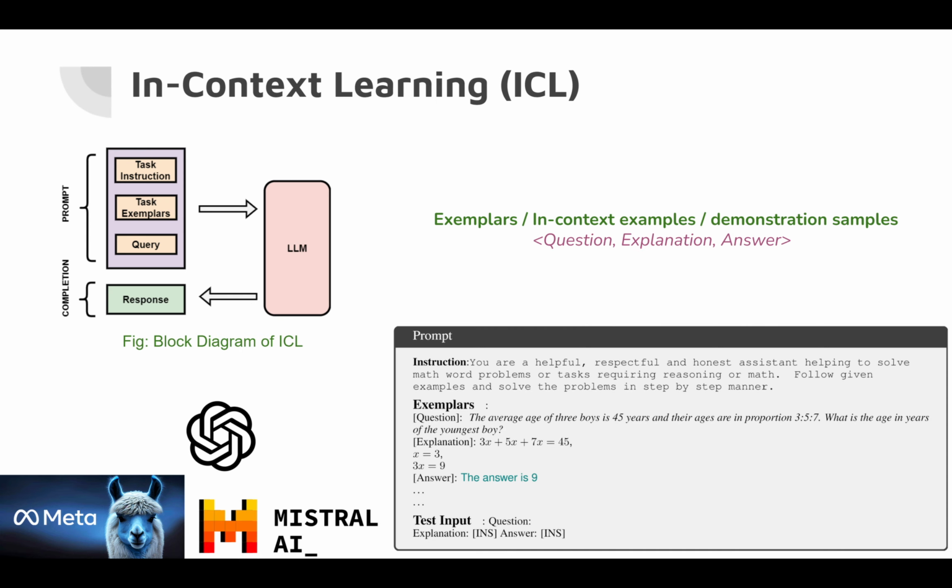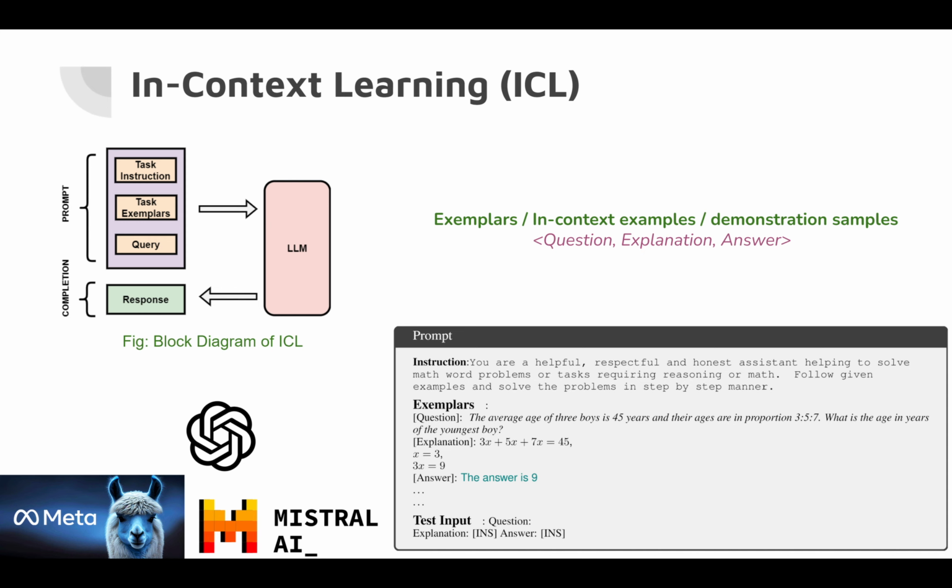Coming to the second topic, on in-context learning. In-context learning leverages an LLM to acquire expertise in a new task, using only a few exemplars without updating the model's parameters. Here, the LLM is provided with a prompt that includes a question, explanation, and answer triplet.